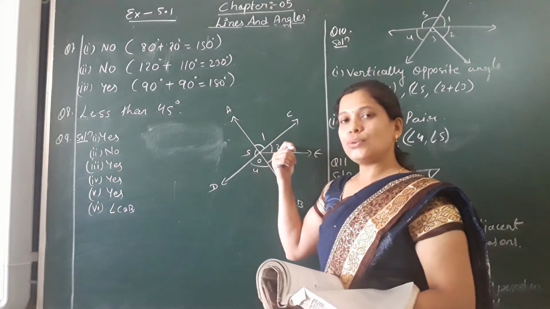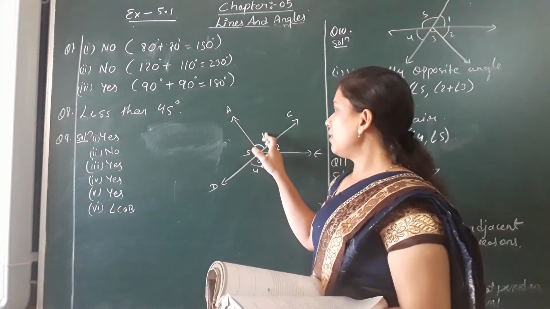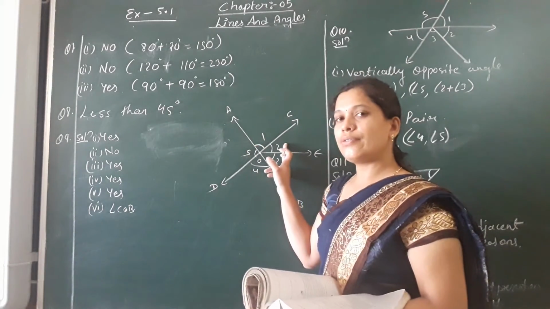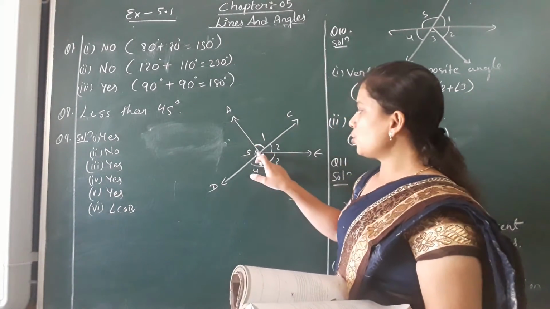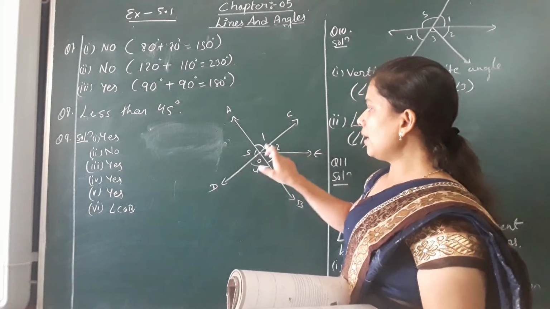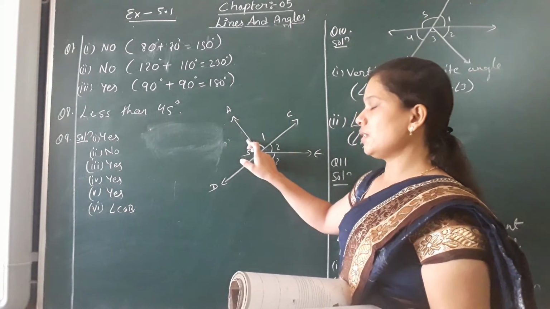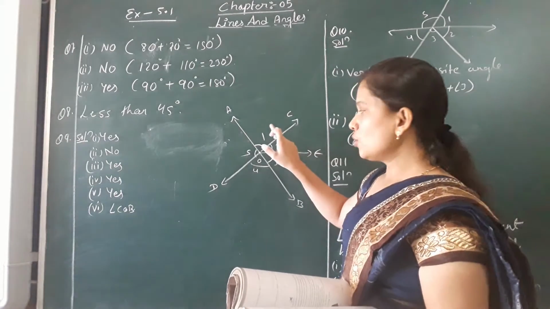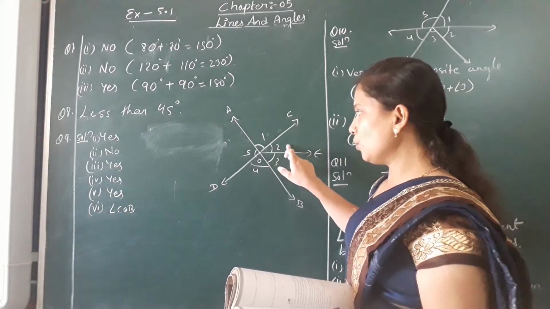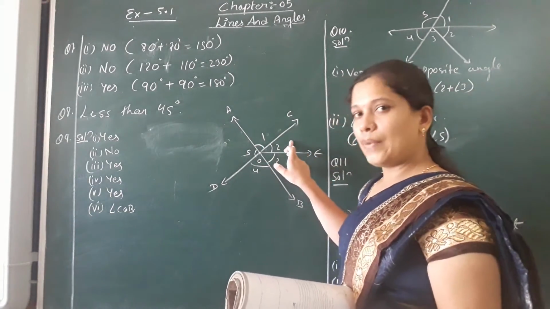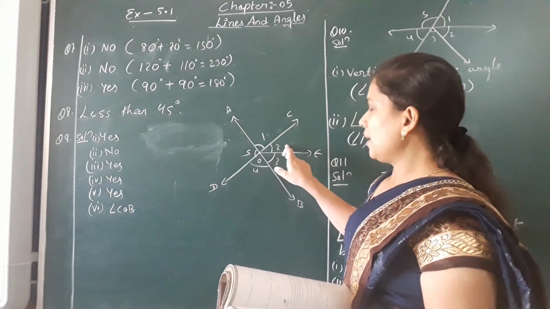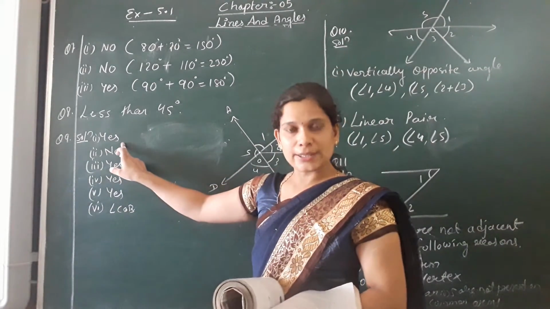angle 1 is adjacent to angle 2, it is said, is angle 1 adjacent to angle 2? So what is the definition of adjacent angles? That they should have a common vertex, a common arm, and the non-common arms should be present on either side of the common arm. So angle 1 is adjacent to angle 2 and satisfies the adjacent angles definition. That's why the answer will be yes.